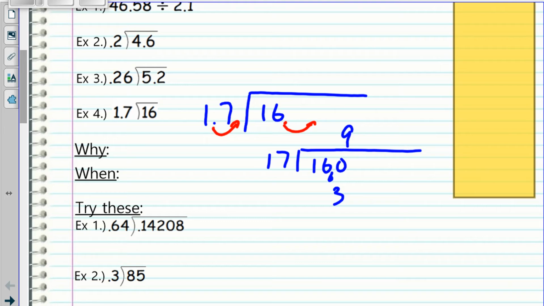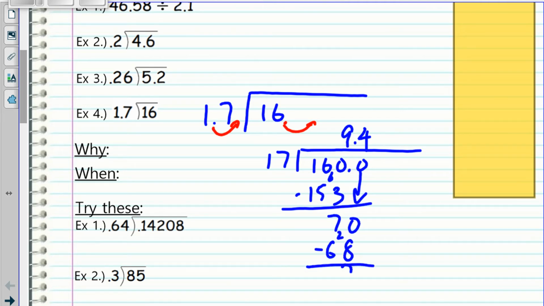9 times 1 is 9, plus 5, 15, yeah. 7, right? Add a decimal, add a 0, keep the game going. 17 going to 17 going to 70. I'm gonna guess that it's not 5. 5 is too big. I think it's 4. 4 times 7 is 28. Yep, 68. Let's keep it going.